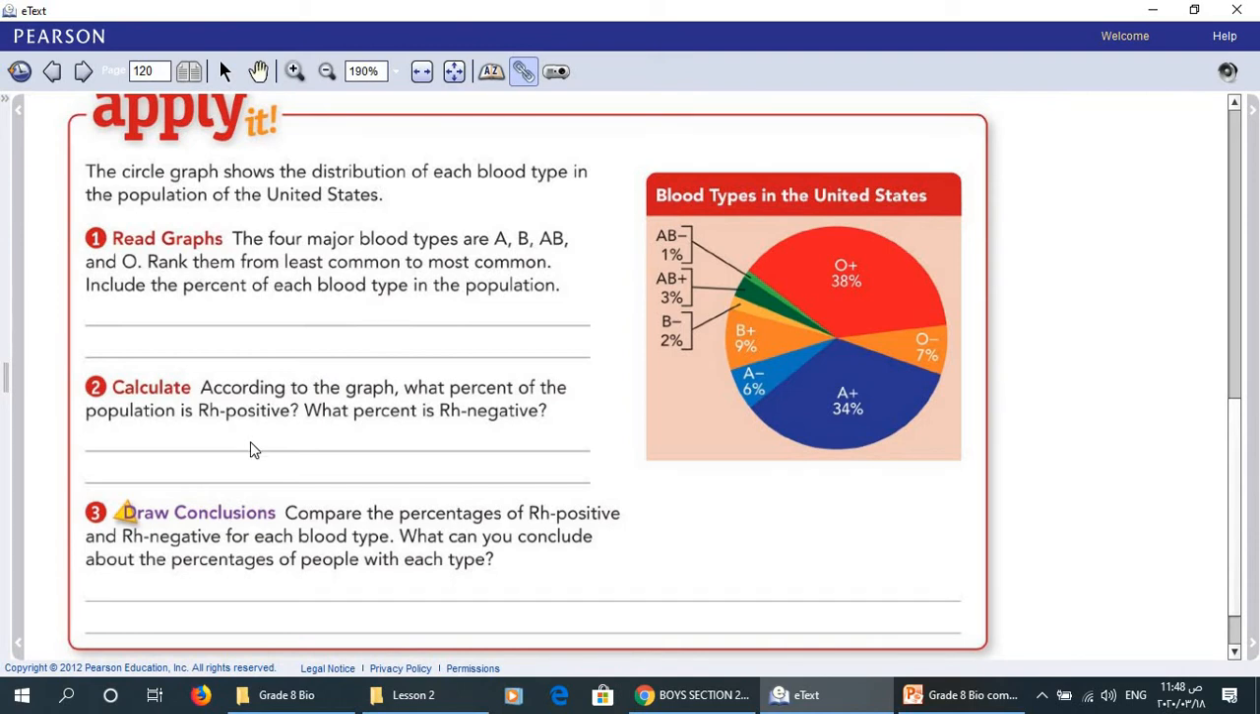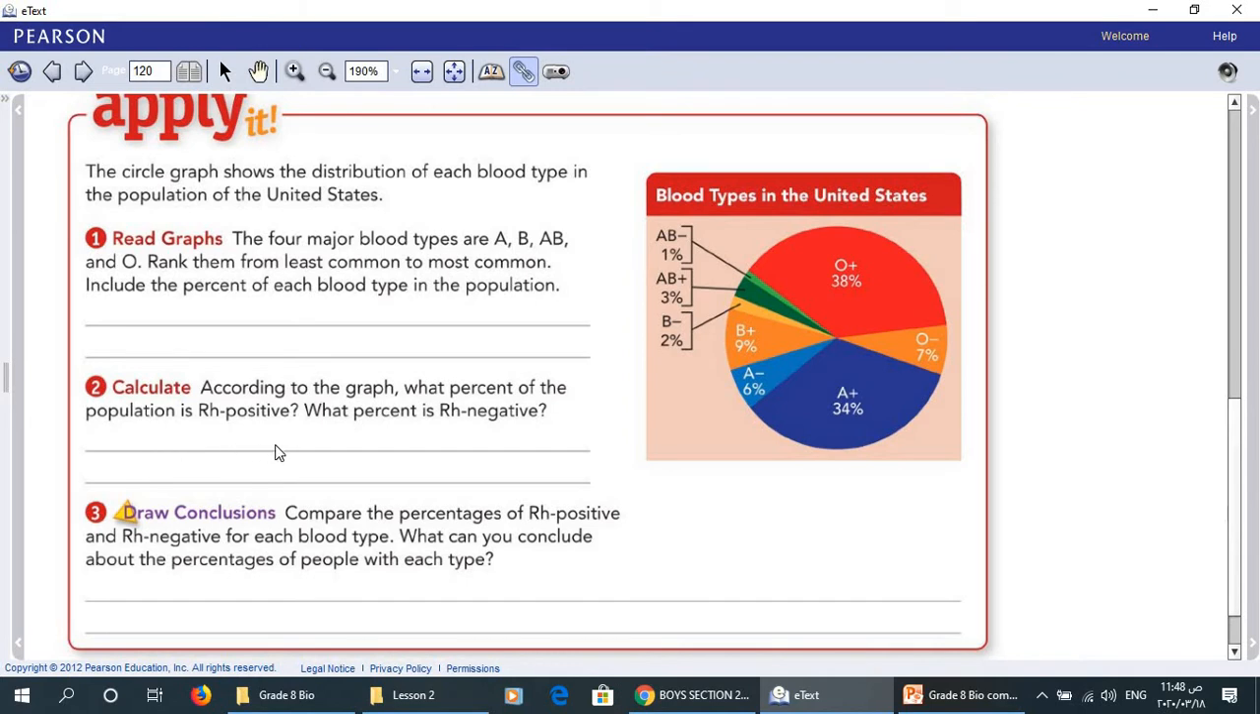Number 2. According to the graph, what percent of the population is Rh positive blood? What percent is Rh negative? Here I will add each type that contains Rh positive blood. For example, 38 plus 34 plus 9 plus 3 will be equal to 84%.